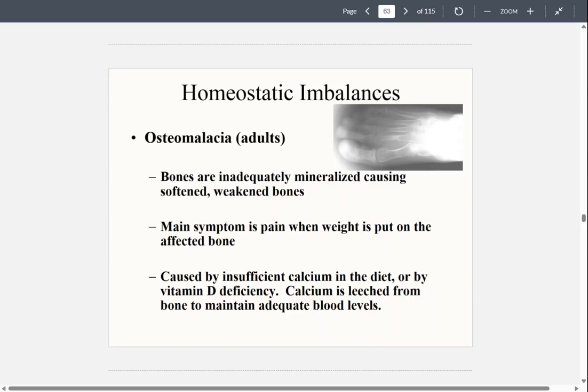So if I don't have enough calcium, I don't have enough vitamin D, we are going to leach calcium from our bones to maintain adequate blood calcium levels. This will enable us to have proper nerve function as well as proper muscle contractions, but this is going to cause bones to become soft and weak.